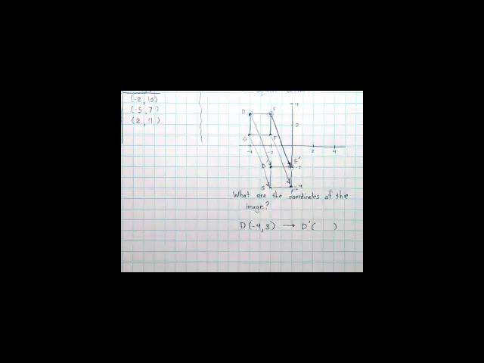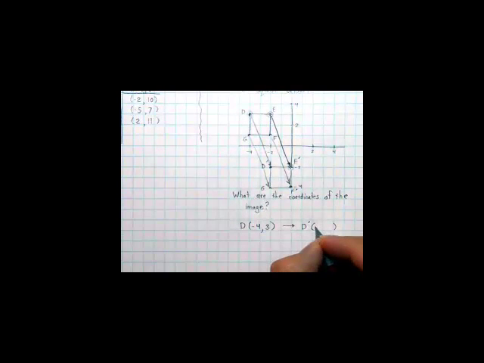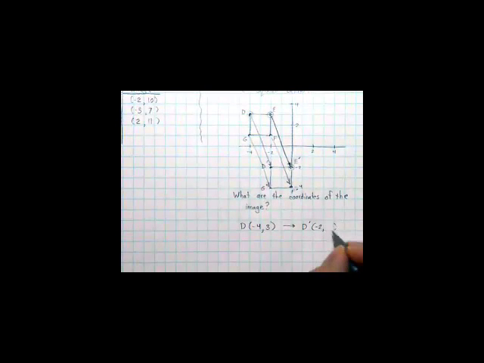So, negative 4, 3, I got to add 2 to negative 4, that's negative 2, and then I got to subtract 5 from 3, so negative 2, right? So D prime should be at negative 2, negative 2. Take a look at the picture. Is that the case? Yes.